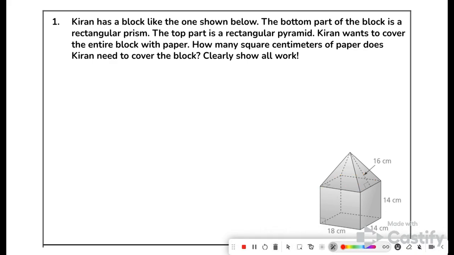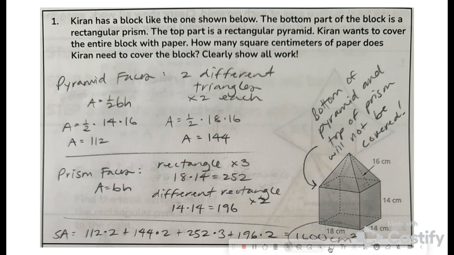You can pause and check it out further if you want. How do I get back to the cursor? There we go. So I got 1,600 centimeters squared. Again, pause if you want to check out my work any closer.